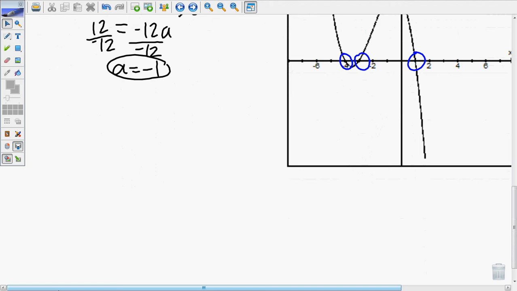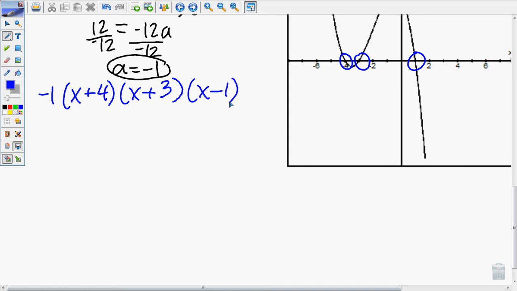So we're going to FOIL and distribute. So we have -1 times x plus 4 times x plus 3 times x minus 1. Remember, when you multiply, you can only do 2 at a time, right? So I'm going to do the first step, which is x times x, 3 times x, 4 times x, 4 times 3, and it's going to give me -1 times x squared plus 7x plus 12.